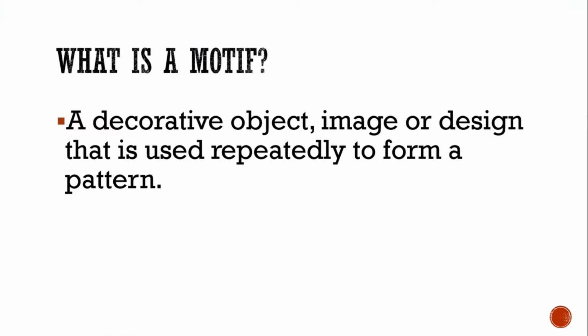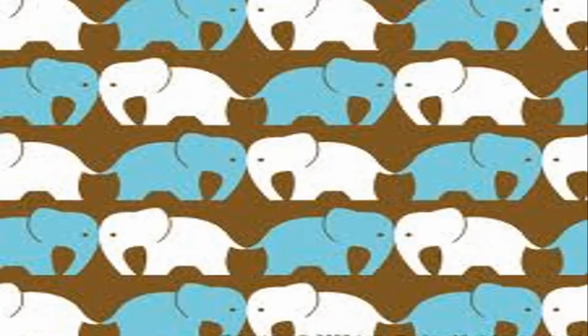So what is a motif? A motif is a decorative object. It is that one single piece of the design that I mentioned earlier that creates the pattern. In the design we just saw, the motif is a triangle. That triangle that you saw repeating over and over is what created the pattern. So that single triangle is referred to as the motif.